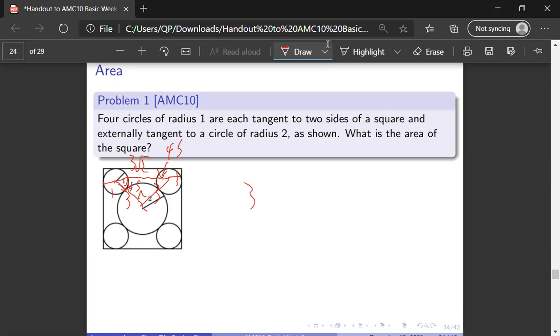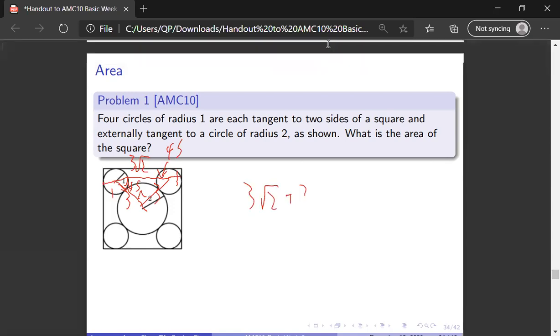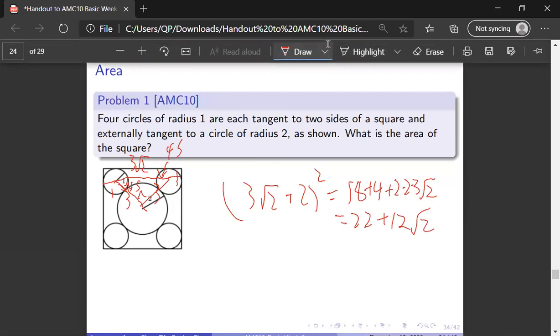So the area of the square is (3 root 2 plus 2) squared, which is 18 plus 4 plus 2 times 2 times 3 root 2, which is 22 plus 12 root 2. Pretty short problem.